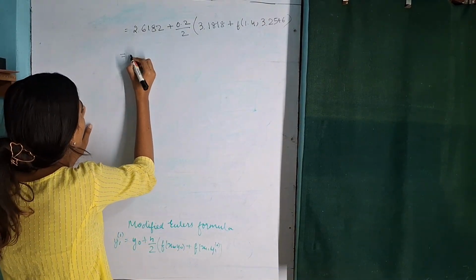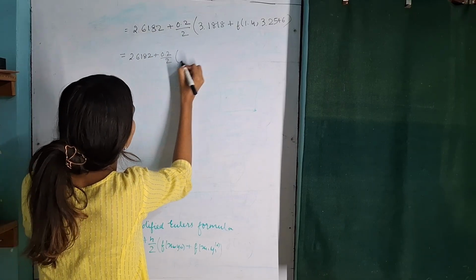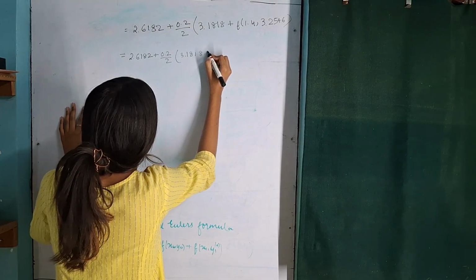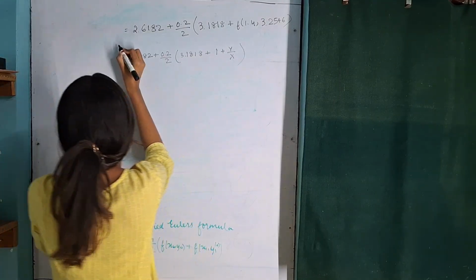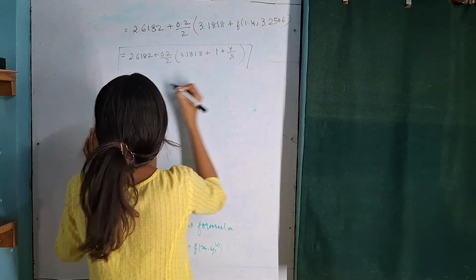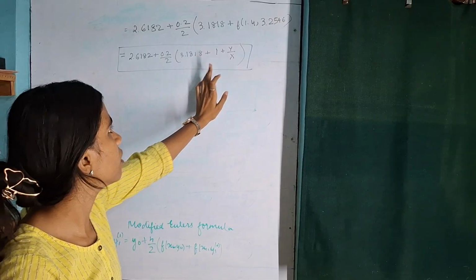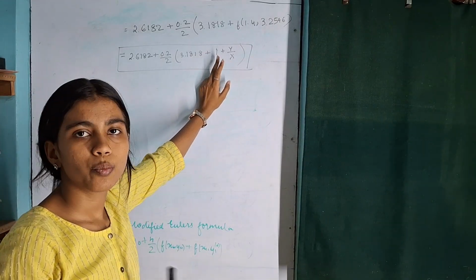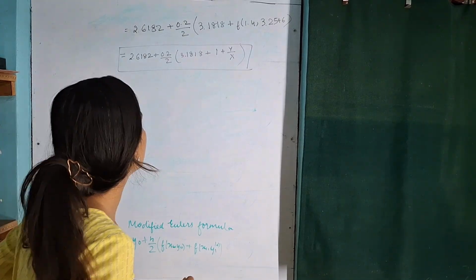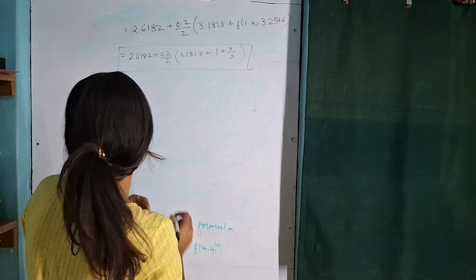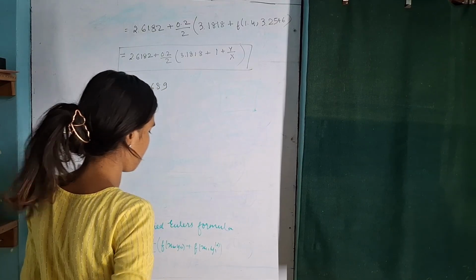Okay, so here how are you going to solve this? You are going to solve this by 3.1818 plus, here you are going to put 1 plus y by x. So this is what you are going to put in the calculator. For the y value, put the value as 3.2546. For the x value, put the value as 1.4. If you put these values, you will get your answer as 3.2689.